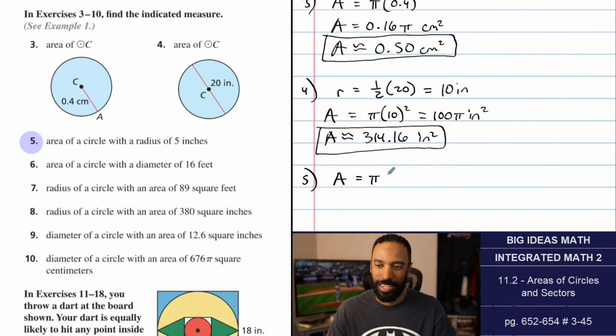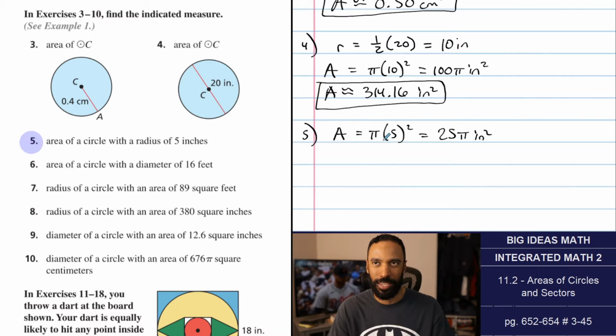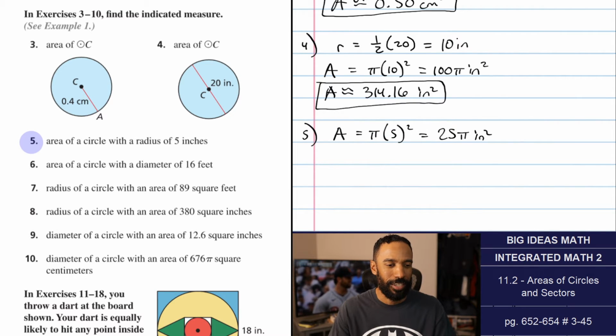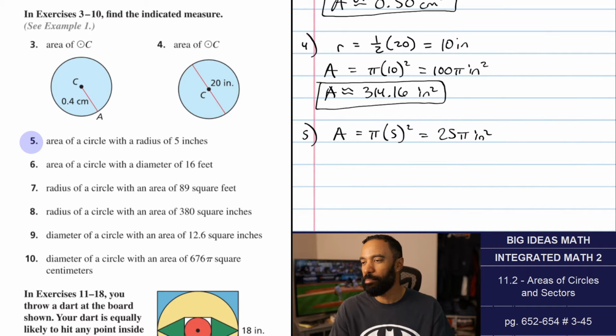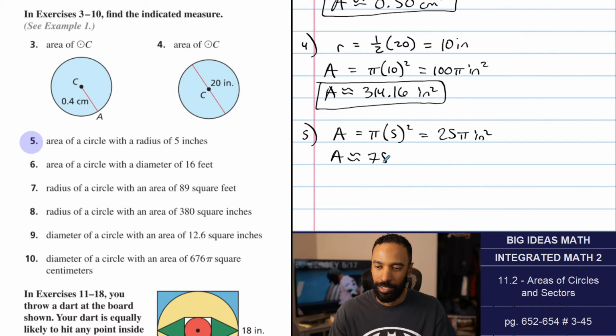Area is pi times 5 squared, which is 25 pi square inches. And yeah, it will be a quarter of that. I can't do that in my head. So let's see, 25 pi be 70 something. 78.539. So 78.54 square inches.